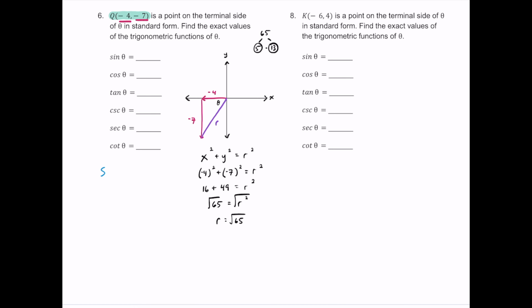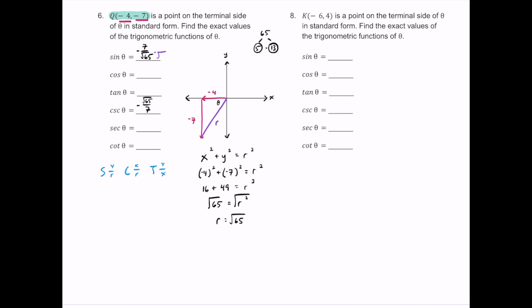We have our ratio of sine is y to r. We have cosine is x to r. And we have tangent, which is y to x. So we'll start with this sine ratio, which is going to be y over r. So that's going to be y, which is -7, over r, which we found out is the square root of 65. So we'll write -7 over the square root of 65. And we got to rationalize this. Before we do that, I'll go ahead and write the cosecant one. So it's going to be -√65 over 7.